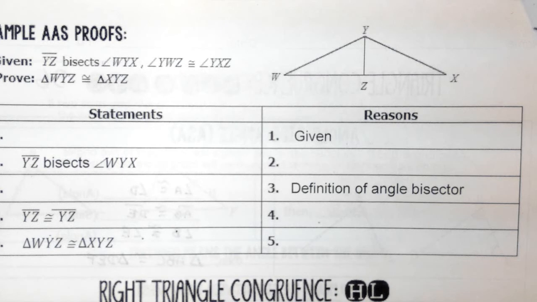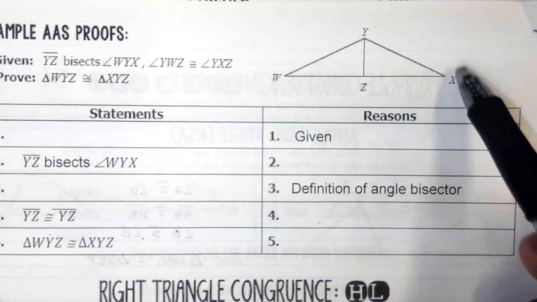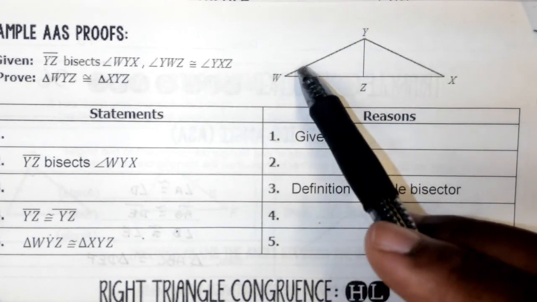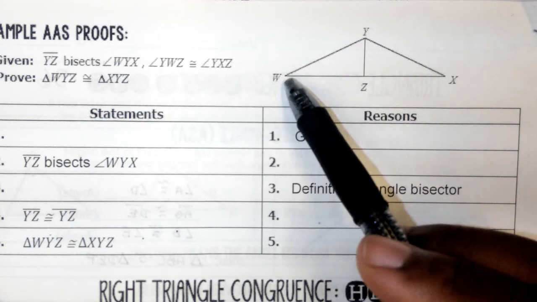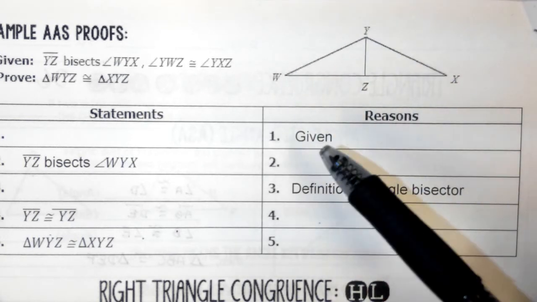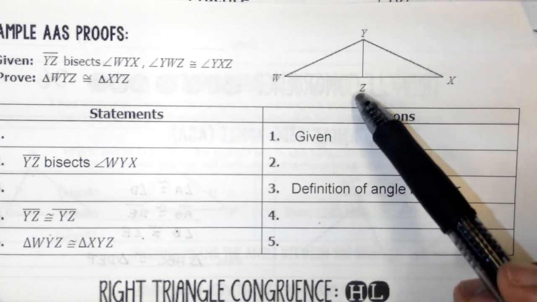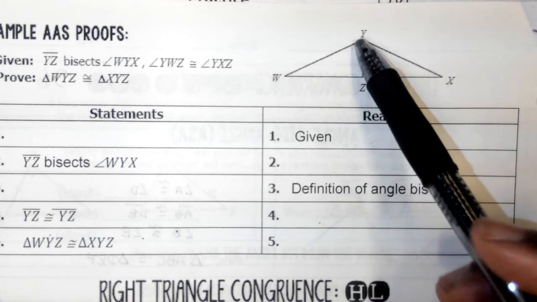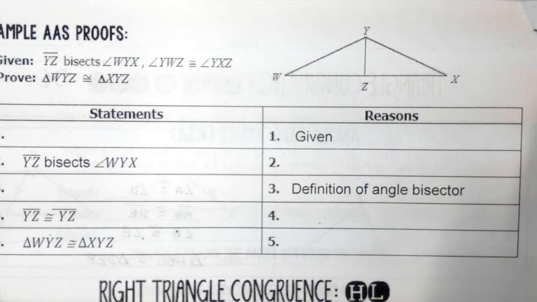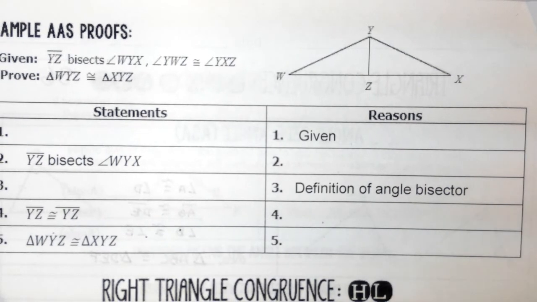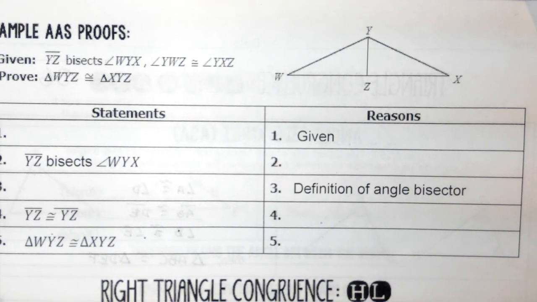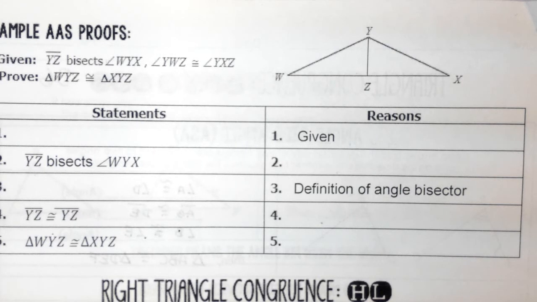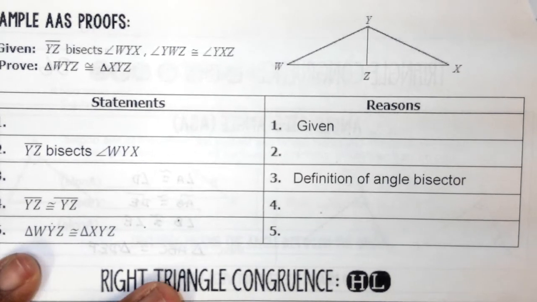Given up here, it says YZ bisects angle WYX. Angle WYX is this angle at the very top, that big obtuse angle. They said YZ, this segment, comes in and bisects that angle. If that's the case, what should we know? What's congruent? Be specific. What should we know? Somebody, and not the same voices I've been hearing.